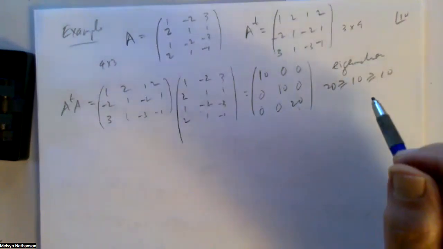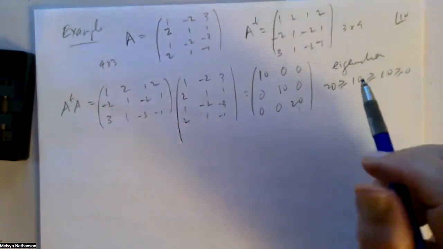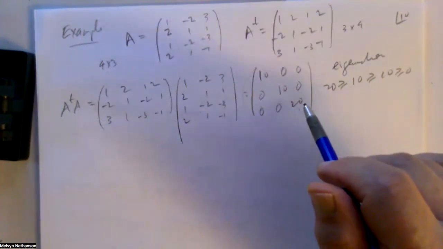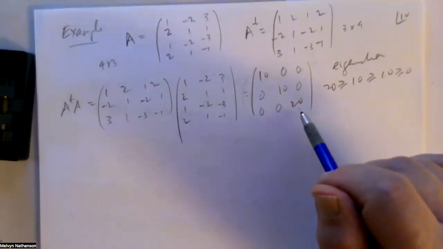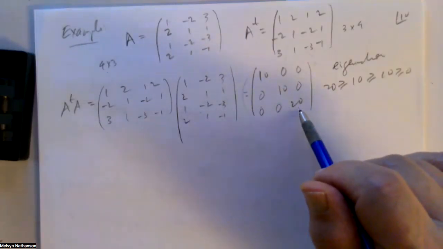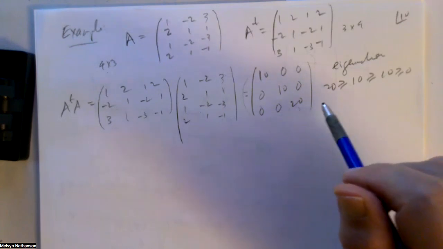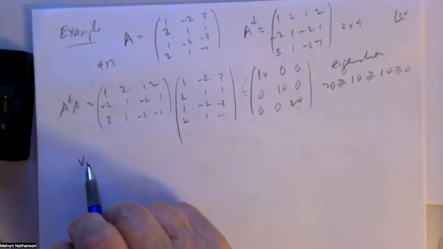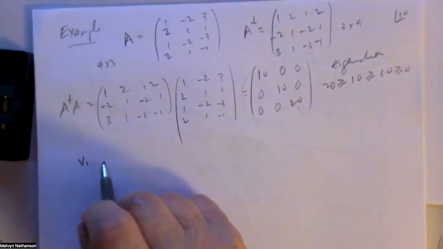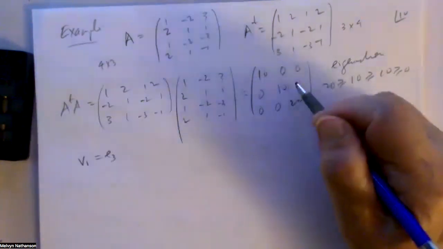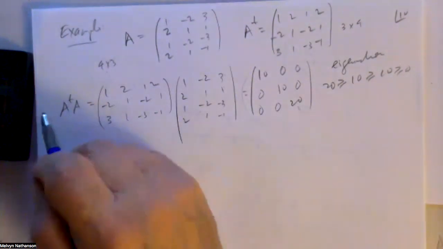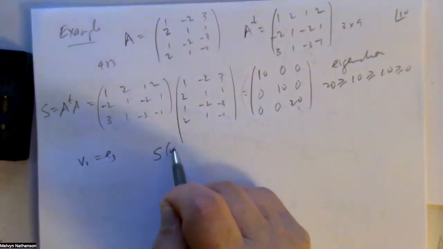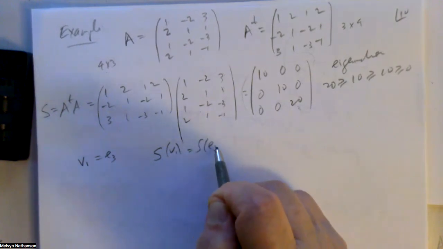Let me put them in decreasing order. So I want to find a basis, an orthonormal basis for this linear transformation from R3 to R3. So suppose I let the vector V1 be equal to E3, right? Then let me just call this S for the moment. So S of V1 is S of E3.